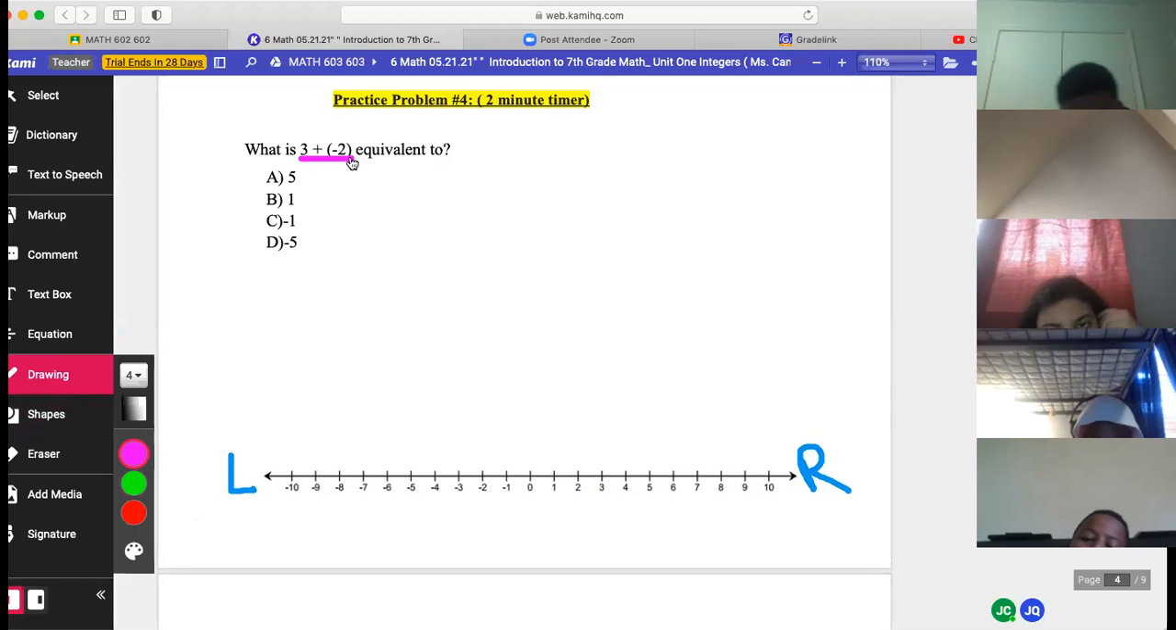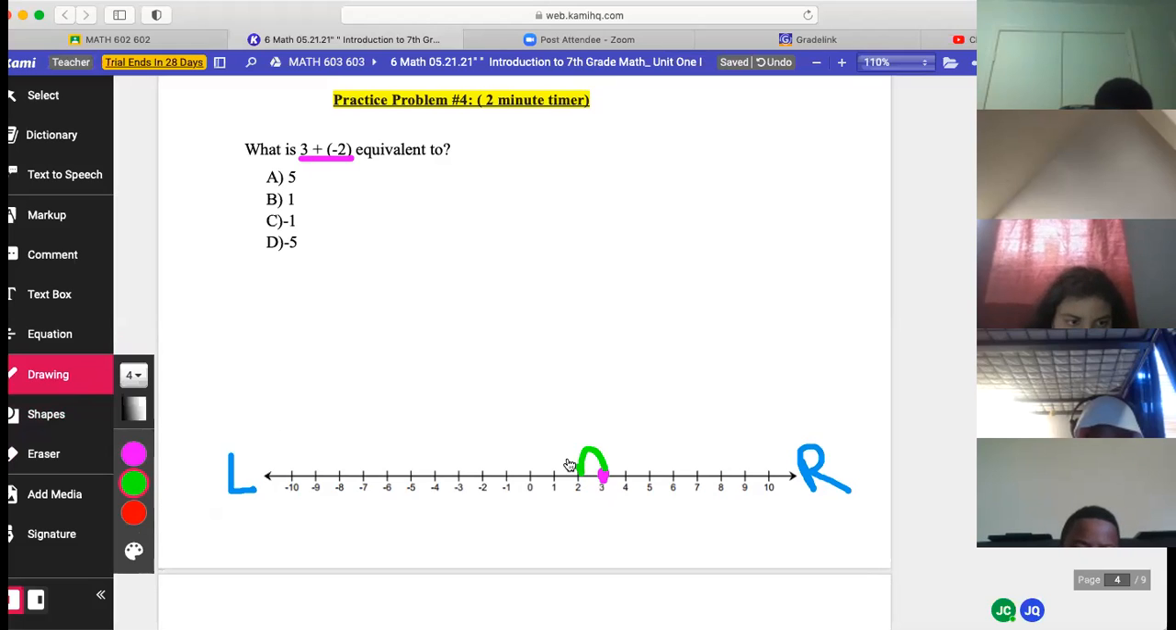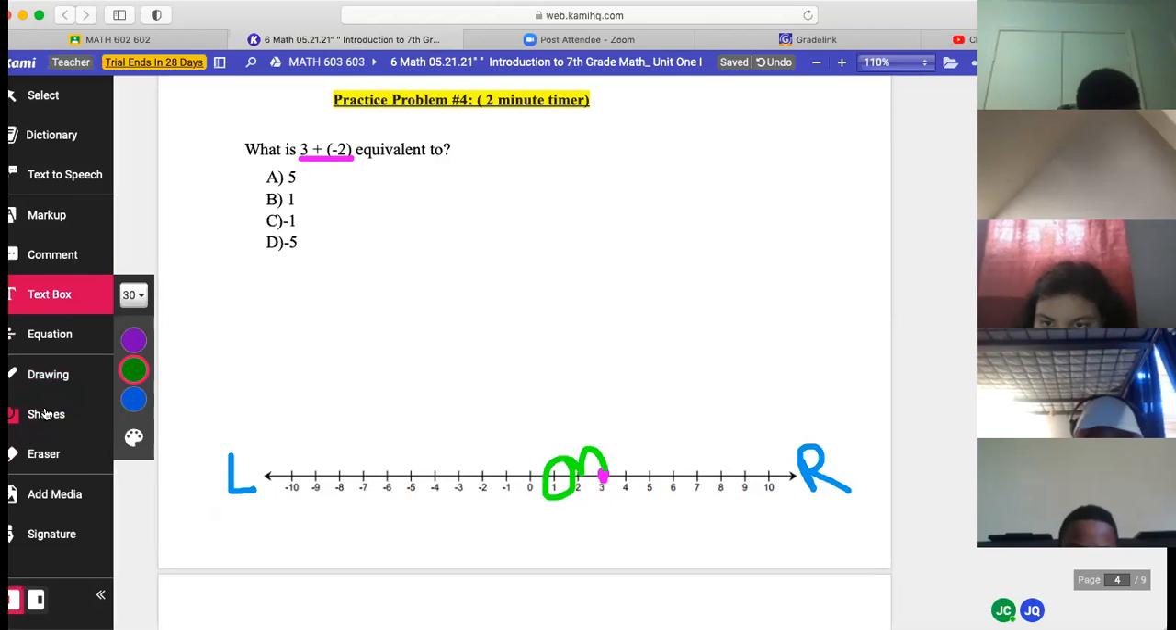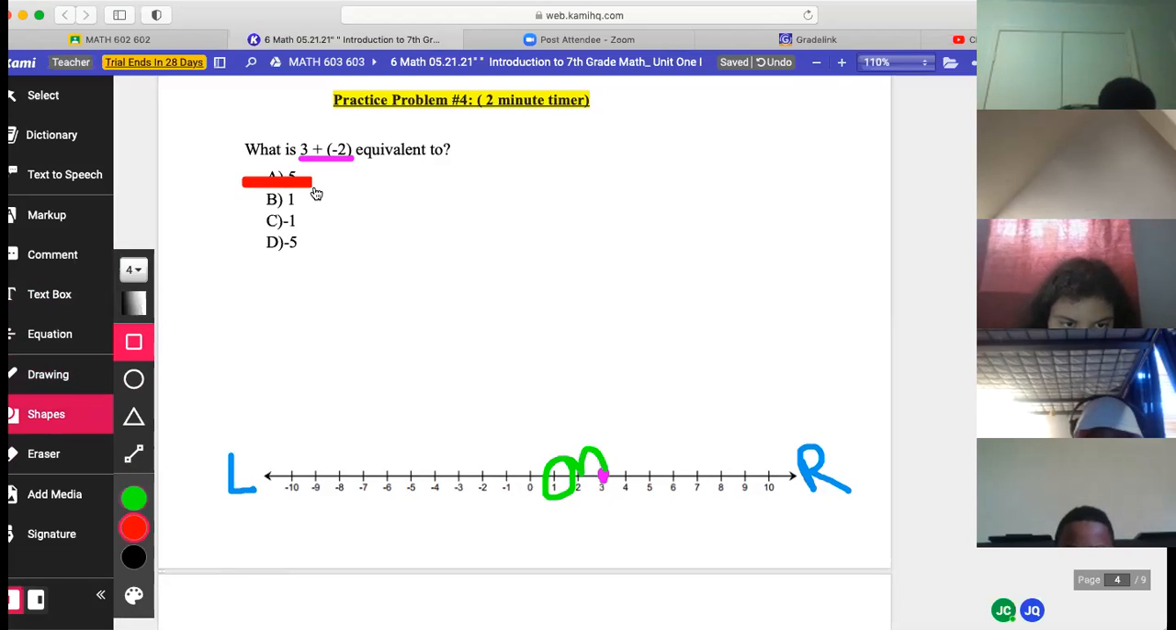What is 3 plus negative 2 equivalent to? So what number did we start on? 3. And do we go to the right or the left of my dot? Left. How many spaces? 2. What do we stop at? 1. So what's the answer? A, B, C, or D, young lady? B. Good. That was easy. You got the easiest one.